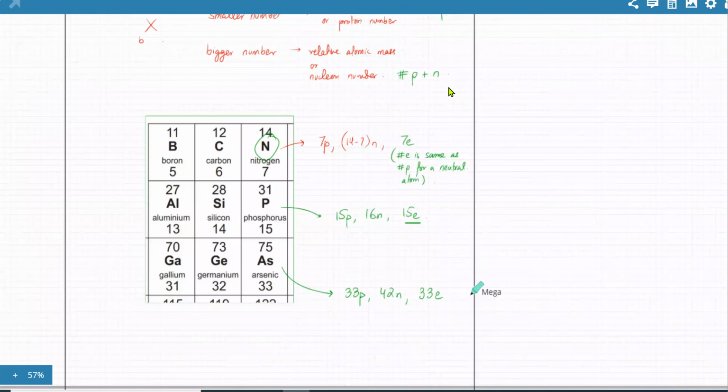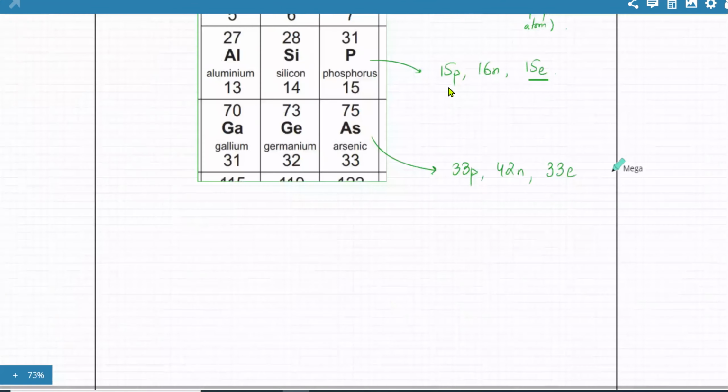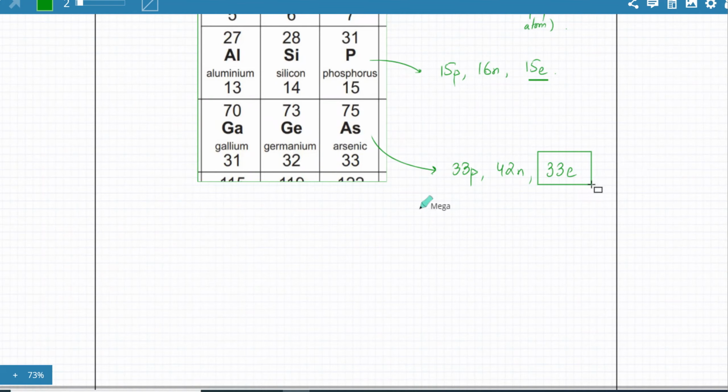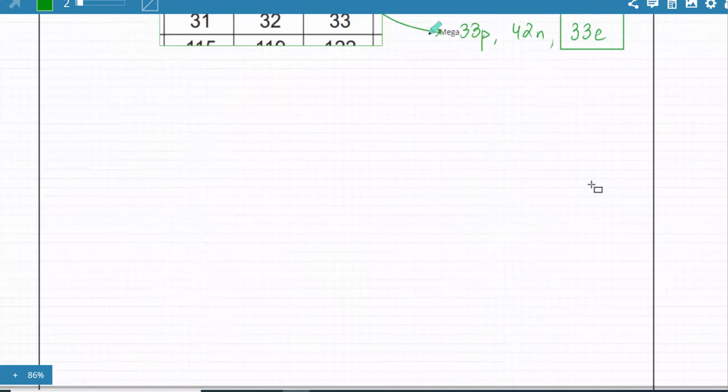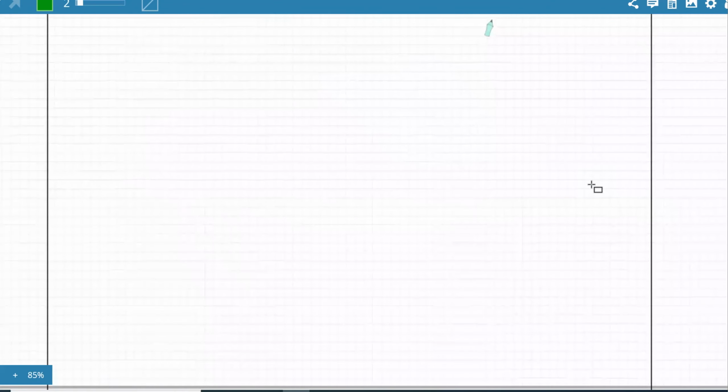So anyway, you can figure out the number of protons, neutrons, and electrons. Always remember that the number of protons are equal to the number of electrons only if the atom is completely neutral. Otherwise, the electrons can be lost and they can be gained. So then you'll be asked to write the electronic configuration.